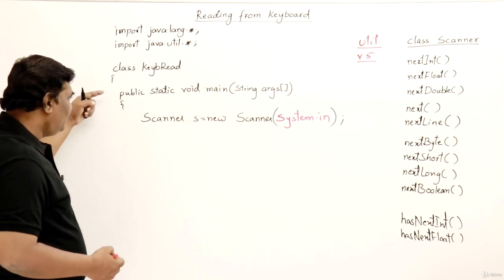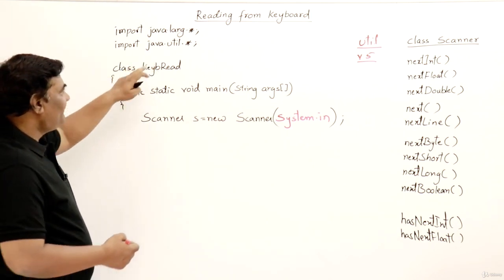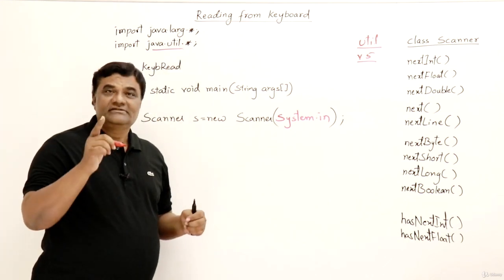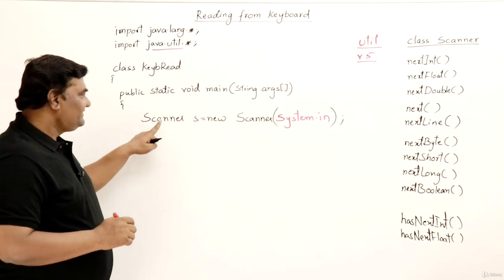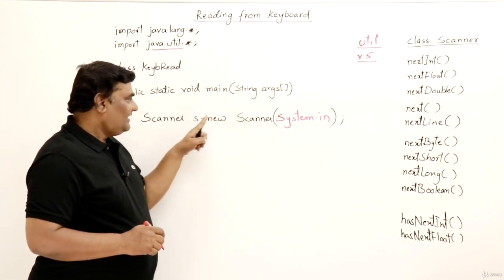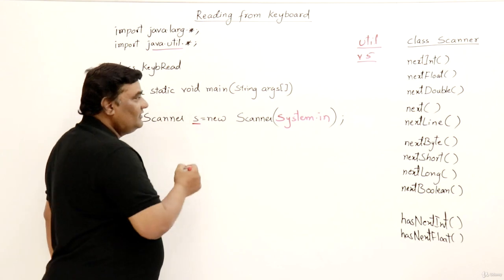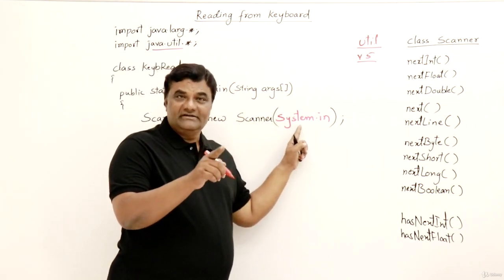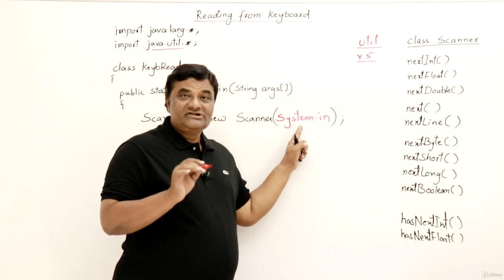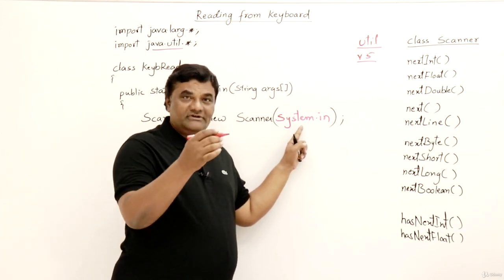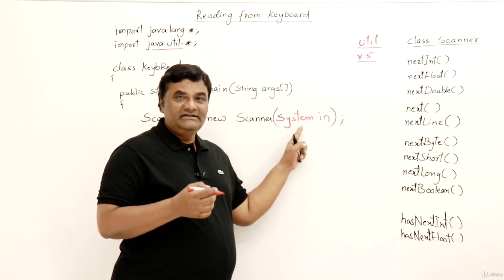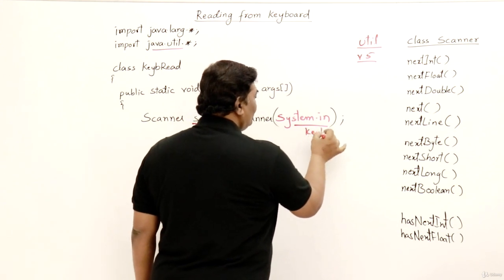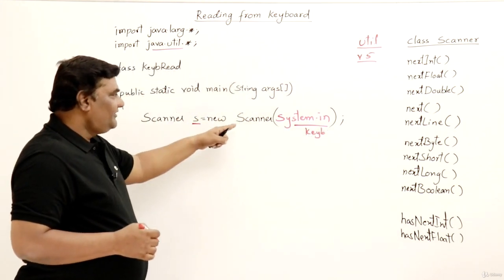Here I already have a program ready, with import java.util for using Scanner. Now how to use that Scanner class? First of all, create an object. This is the class name, this is the constructor, and this is a reference. S is a reference to a Scanner. And to this I am assigning System.in. Like in one of the programs we saw System.out is for output, that is the monitor. In the same way System.in is for the keyboard. So this object is associated with the keyboard, and that object is given to Scanner.